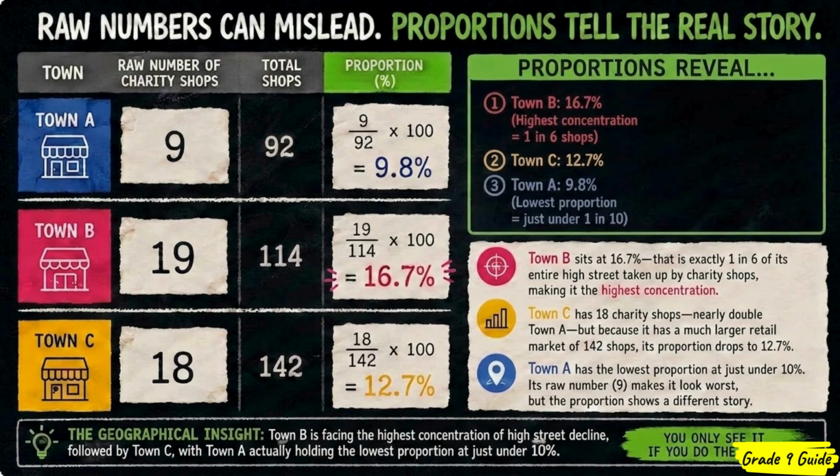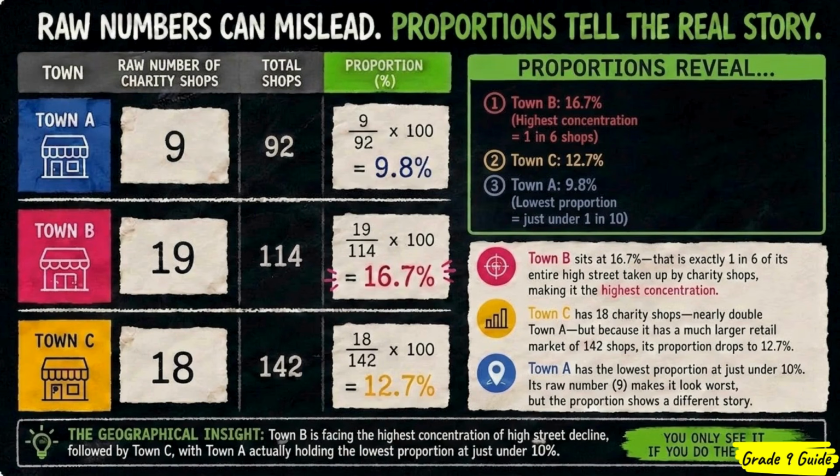Now, look at the trap most students fall into. If you only look at raw numbers, town C looks like a complete outlier compared to town A. It has 18 charity shops. That is exactly double town A's 9. You'd think town C's high street was in twice as much trouble. But look at the proportions. Because town C has a much larger overall retail market of 142 shops, its concentration drops right down to 12.7%. Suddenly, it's not a completely different world from town A at all. Their high street profiles are actually quite close.